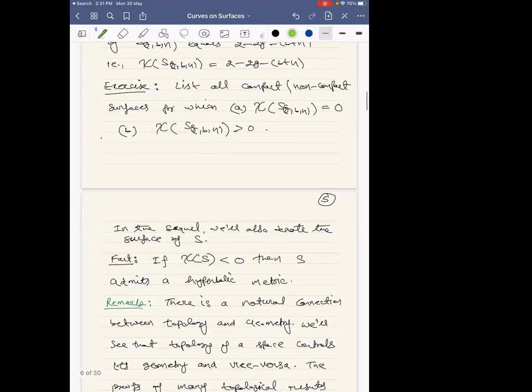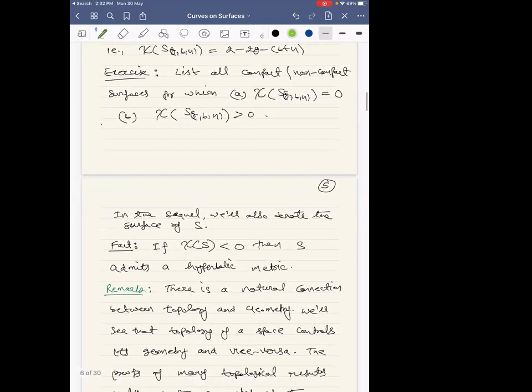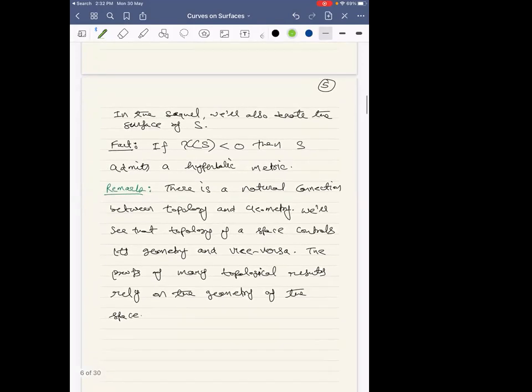And this is a fact for which we need maybe a lot of machinery: if a surface has negative Euler characteristic, then it admits a hyperbolic metric. Towards the end of this course, we will learn about this. We will discuss how to get this hyperbolic metric on a surface, what the space of all metrics is, and discussion regarding the same. That will be the content of lecture 3 and lecture 4. For the time being, we will just state this as a fact.